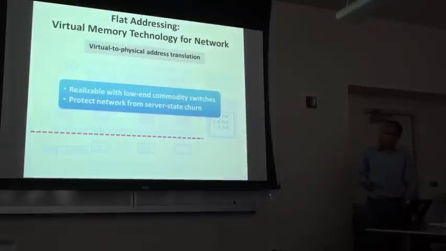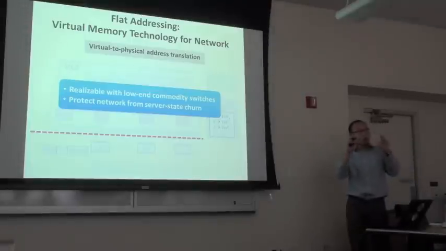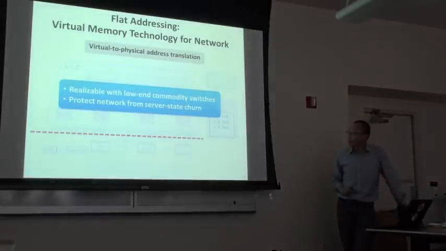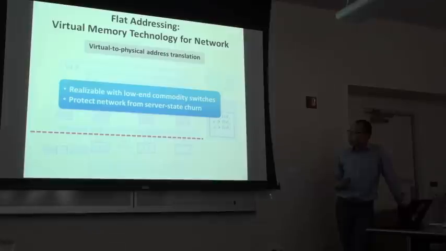So this mechanism is realizable with low-end commodity switches. Switches need just a small routing table. They don't need to exchange host information with one another at all. And it also protects the network from the server state churn.